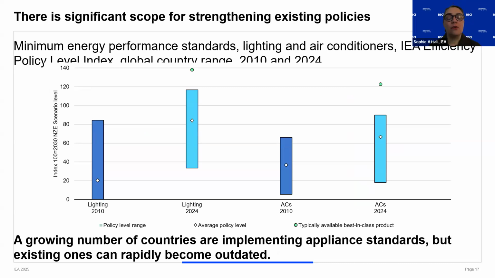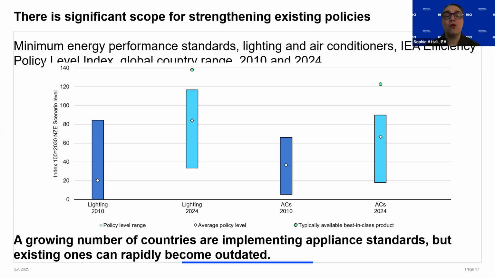Tracking policies. At the IEA, we have the experience to do this, and we track both the existence of policies for appliances, meaning when the laws and the regulations are passed, but also their stringency. So we have developed an index to evaluate the policies that are in place, to see if they are stringent enough to reach the net zero goals. And if the index is at 100, it means we are on track.